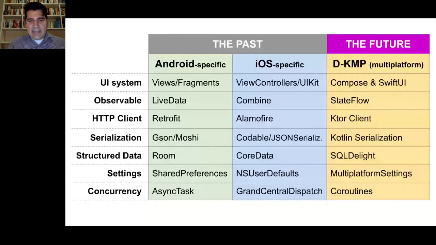So for serialization, we would use Kotlin Serialization, which is also a library by JetBrains. For structured data, we wouldn't use Room or Core Data. We would use SQLDelight, a library developed by Square. And for local settings, we would use Multiplatform Settings, which wraps SharedPreferences on Android and UserDefaults on iOS. And for concurrency, we would use Coroutines, which is what Android development should use anyway.